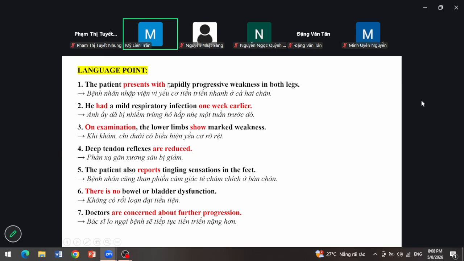So the patient presents with rapidly progressive weakness in both legs. He had a mild respiratory infection 1 week earlier. On examination, the lower limbs show marked weakness. Deep tendon reflexes are reduced. The patient reports tingling sensations in the feet. There's no bowel or bladder dysfunction, and the doctor is concerned about the further progression.